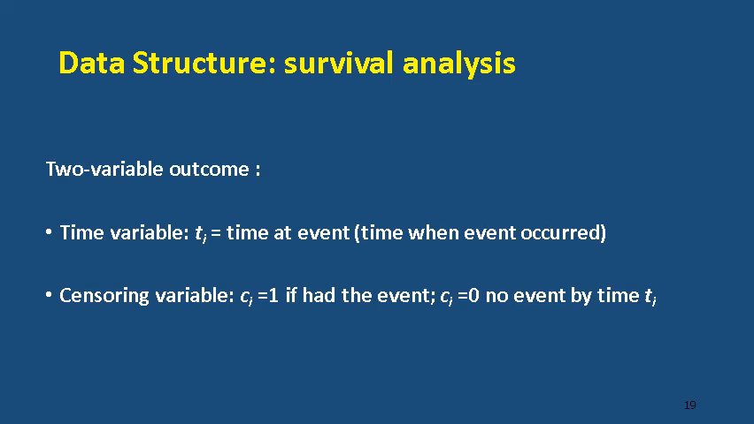Censoring variable can have two categories: Ci is equal to 1 or Ci is equal to 0. Ci equal to 1 means had the event. Ci is equal to 0 means no event by the time Ti.